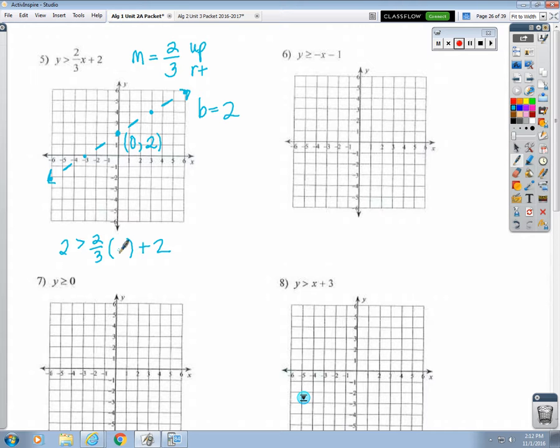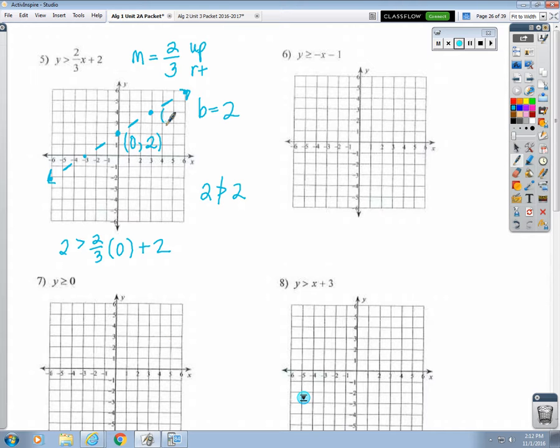And what will I plug in for this one? 0. What's 2/3 times 0? What's 0 plus 2? So don't you end up with a statement that says 2 is greater than 2? And that's not true, is it? 2 is not greater than 2, it's equal. So for that to have worked, it would have had to have had an equal to bar. That's not true. Okay, let's try another one.